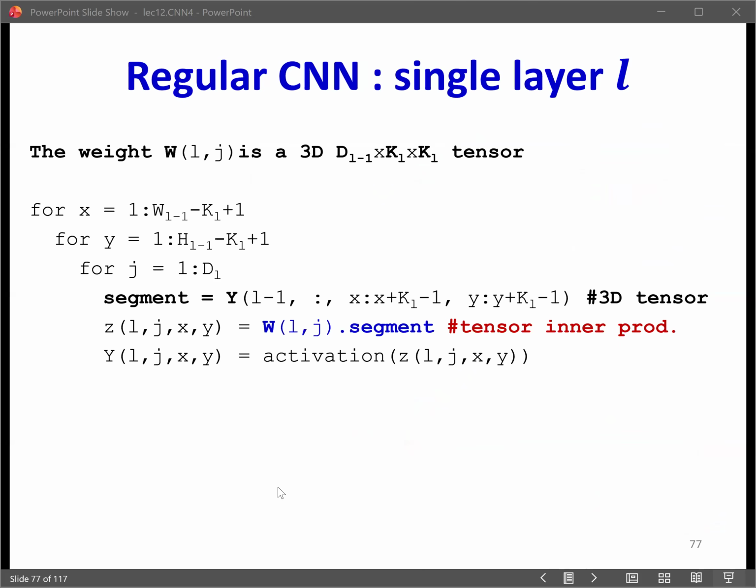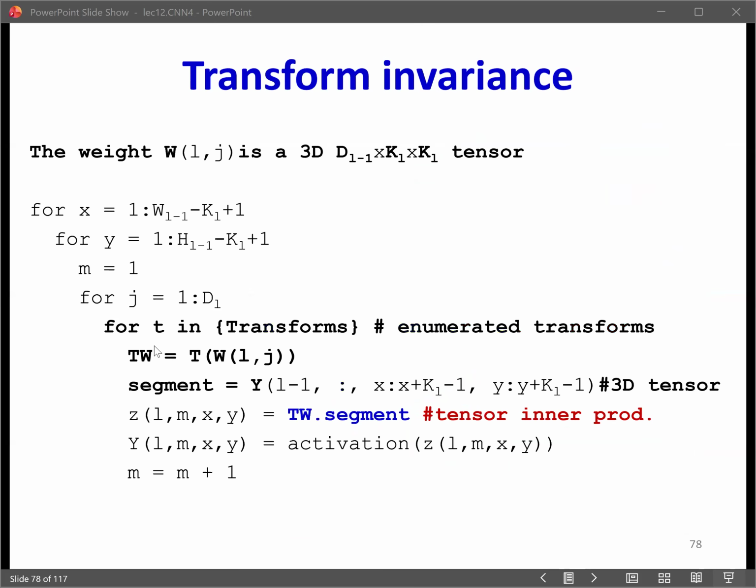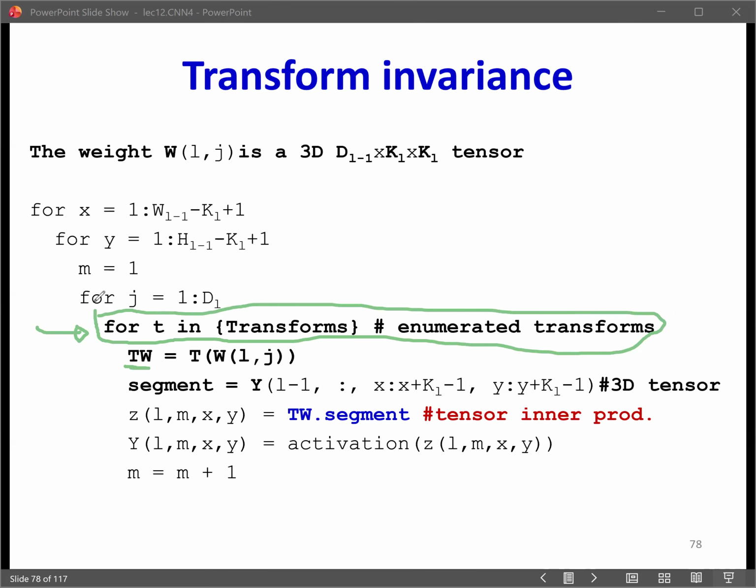And the code itself, here was a standard code. You were scanning. At each position, you pulled out a chunk of the input. You did a tensor product with the filters and then applied an activation. Here, at each position, you're going to pull out a chunk of the input, but then for the filter itself, you have an additional loop. These are all the transforms that you're going to apply to the filter. And so the chunk is going to be convolved with all the transformed versions of the filter, which means the set of permitted transforms has to be in this code. It has to be enumerated.